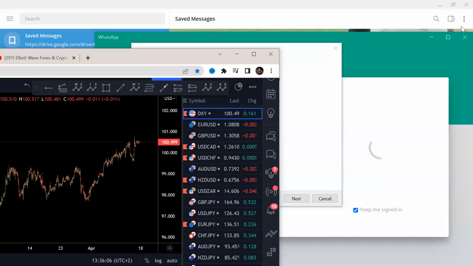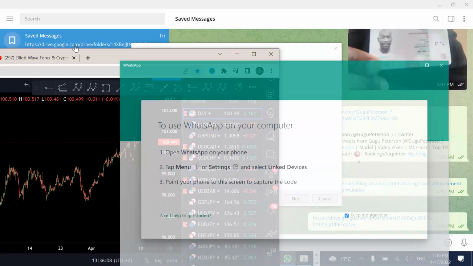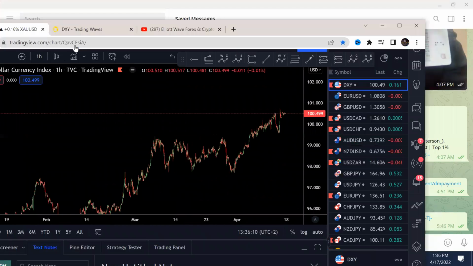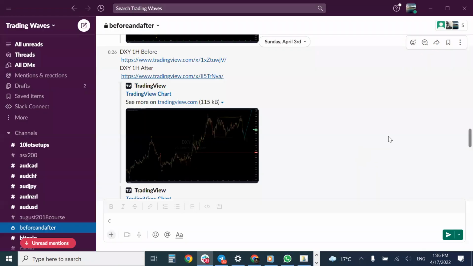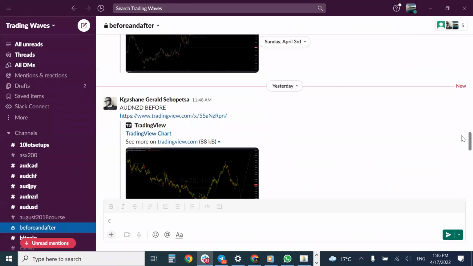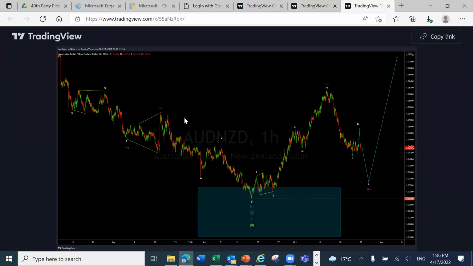All right, so let's go and have a look at the rest of the market for this week. That was last week, the week before. Now, look at AUD/NZD.